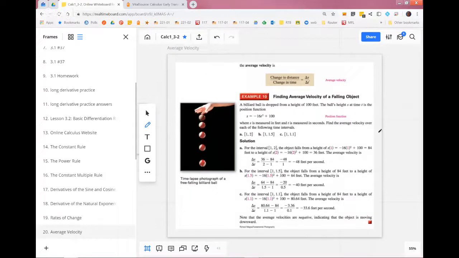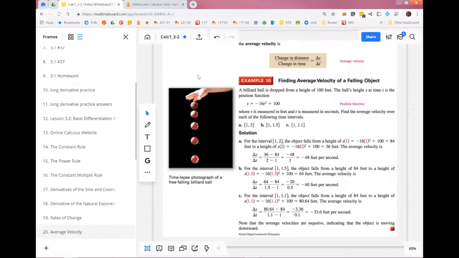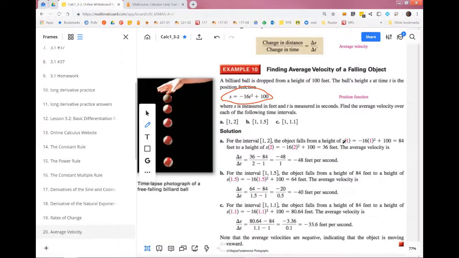Here's an example of a problem we'll take a look at. We've got a ball dropping, and I've got to get this a little bit bigger for you. Here's its equation right here. By the way, that negative 16 is simply the value of gravity. Why is it negative? Because gravity is pulling downward.